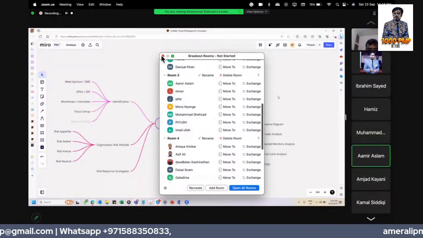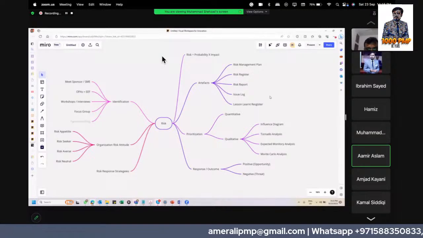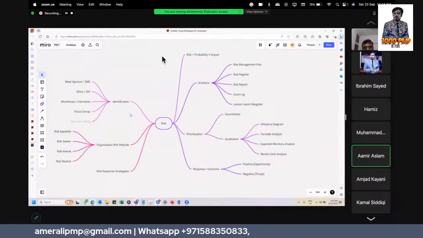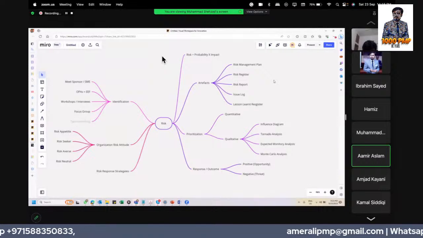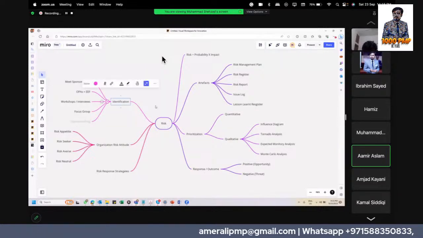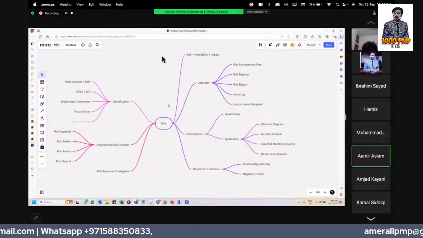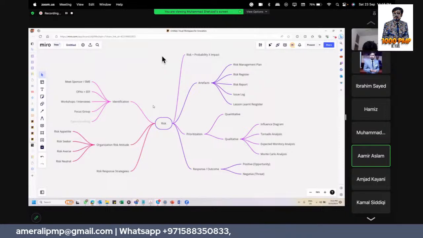Yes, please. So in risk, actually risk is probability times impact, and in risk we have key artifacts like a risk management plan, risk register, risk report, issue log, lessons learned. And while prioritizing the risk, we have qualitative risk and quantitative risk. In quantitative analysis, we have influence diagram, tornado analysis, expected monetary value analysis, Monte Carlo analysis. And then we have responses or outcomes, which are positive or negative. In positive, we have opportunity, and in negative, we have threats.